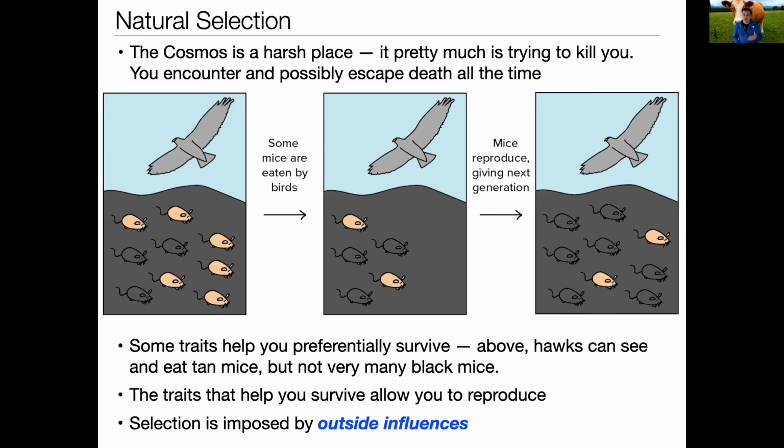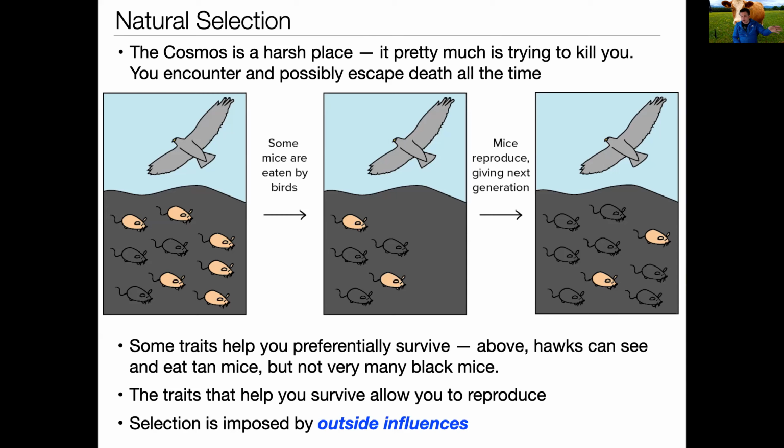Okay, those traits help you survive, which helps you make more copies of yourself, which helps there to be many more of your species in whatever environment you find yourself in. Okay. Once again, just as was the case with artificial selection, the influences that affect the growth of your species, the propagation of your species, are imposed from the outside. The reason the dark mice survive over the light-colored mice is because there's an outside influence, the hawk hunting.